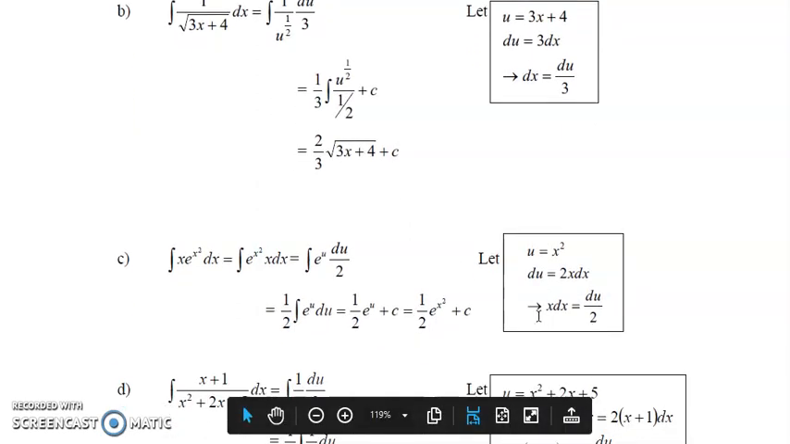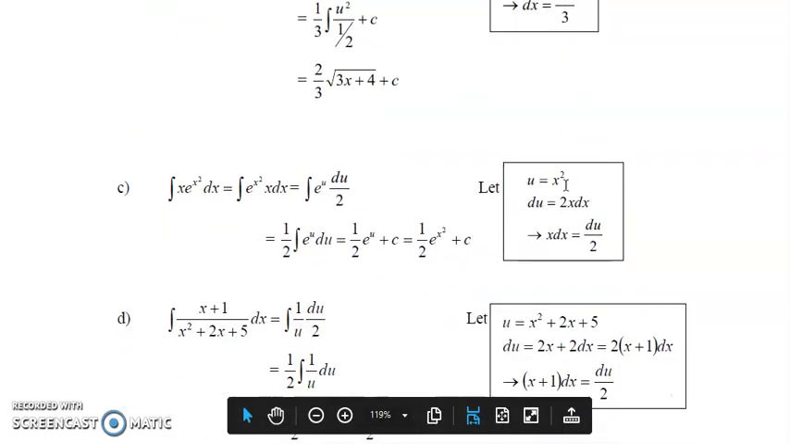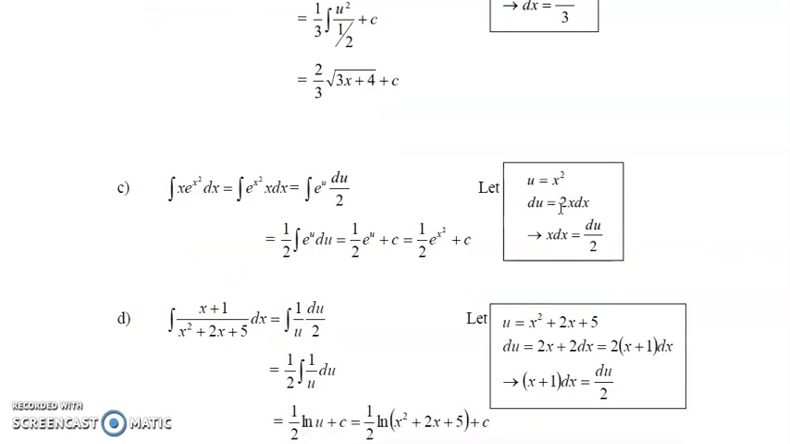As for question C, you are given u is equal to x squared, and if you look at here, we are going to derive du with respect to x is equal to 2x here. So you can see from here, you will be having this one. I already have a solution.